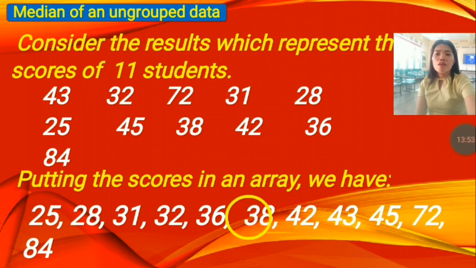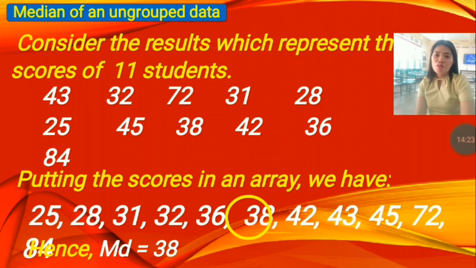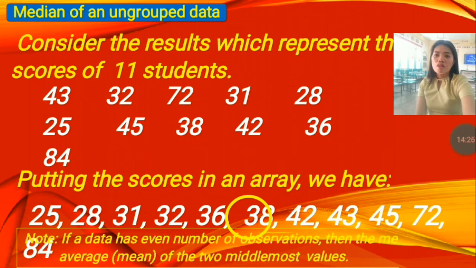The next would be, we are going to locate the middlemost value or number. So we have here 1, 2, 3, 4, 5, 6, 7, 8, 9, 10, 11. Since the number of cases or observations is an odd number, it's easier for us to locate the centermost or middlemost number or value, and that is 38. Therefore, our median is 38. Okay, very simple. Now let's proceed to the next.